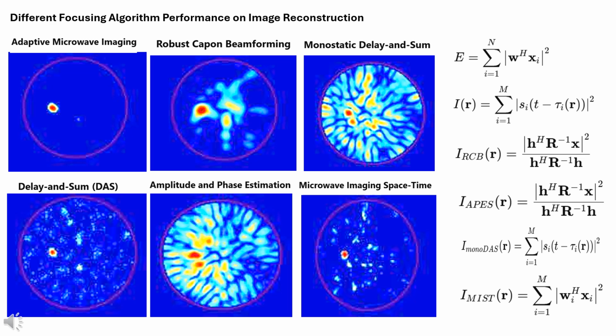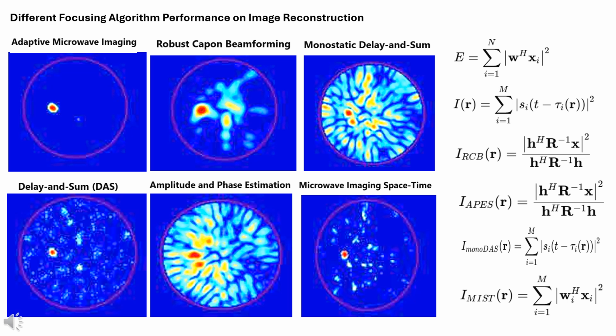Next, the multistatic delay and sum (DAS) method extends the concept by using multiple antennas for signal acquisition. It performs slightly better than the monostatic version but still suffers from significant noise and interference, resulting in poor target localization. The intensity is denoted by I.